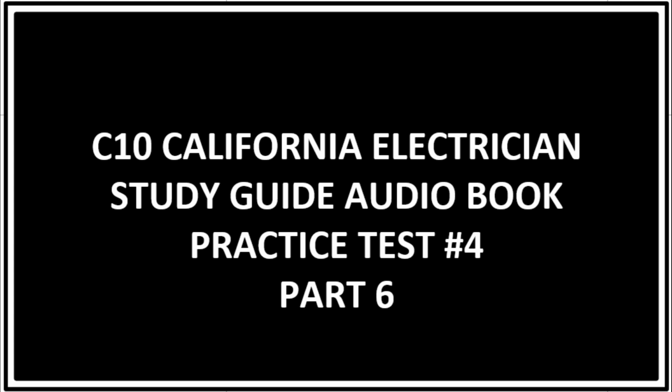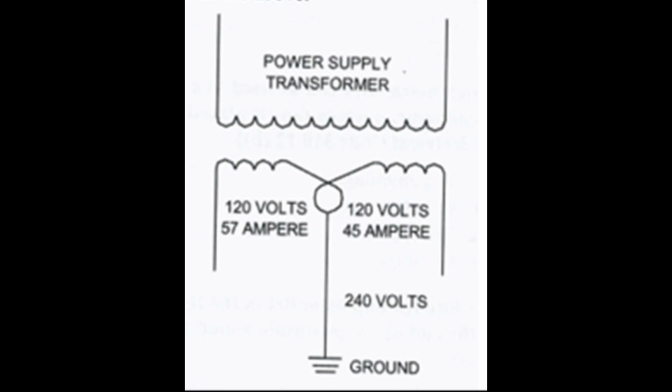Practice Test 4. Part 6. Question 66. In the figure, the 240-volt single-phase feeder supplies a branch circuit panel that has an improperly balanced load of 57 amperes on one ungrounded conductor and 45 amperes on the other. Ungrounded conductor has a load on the grounded conductor of 12 amperes.